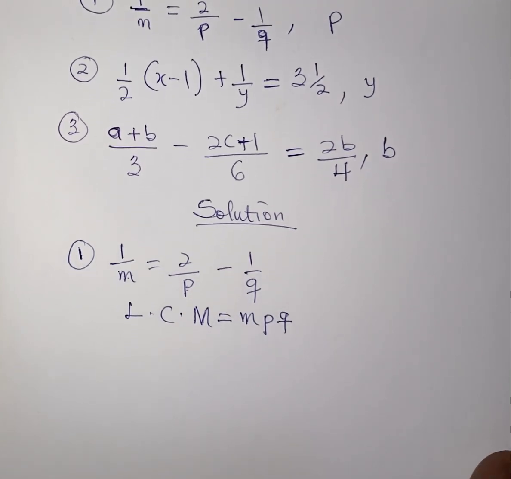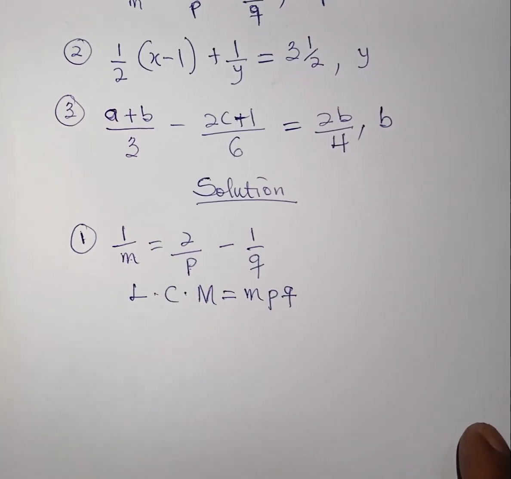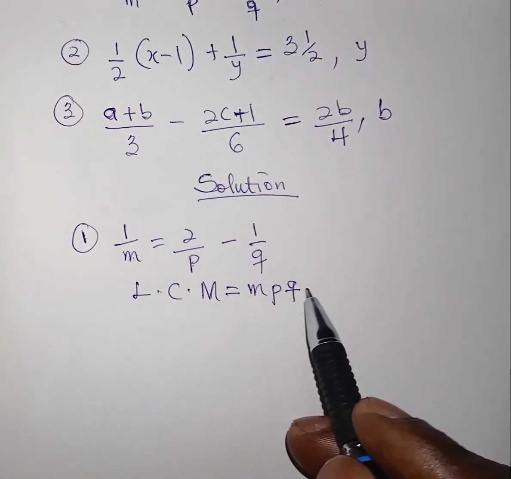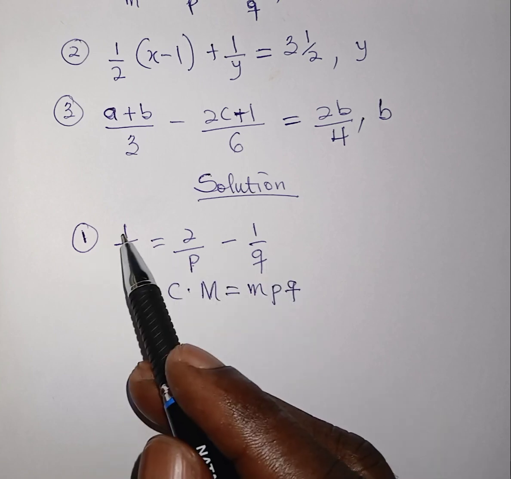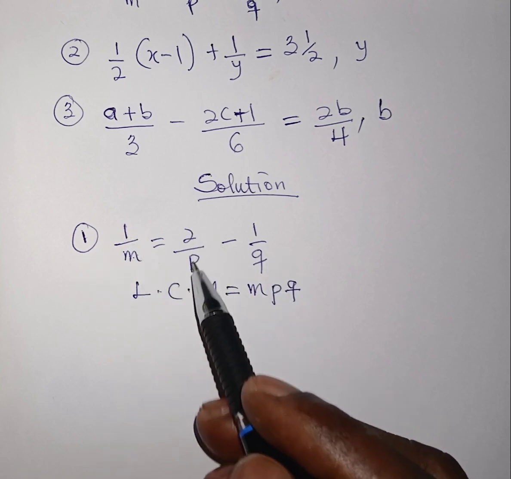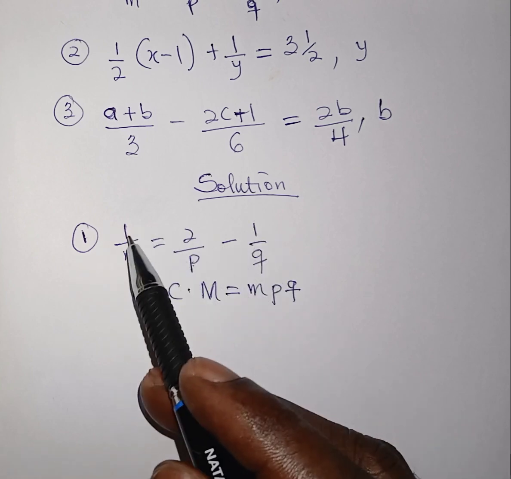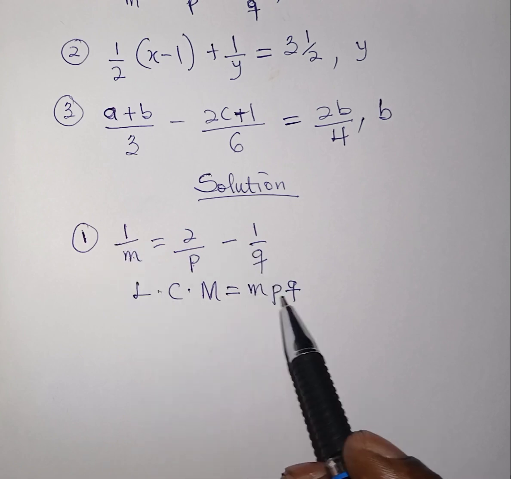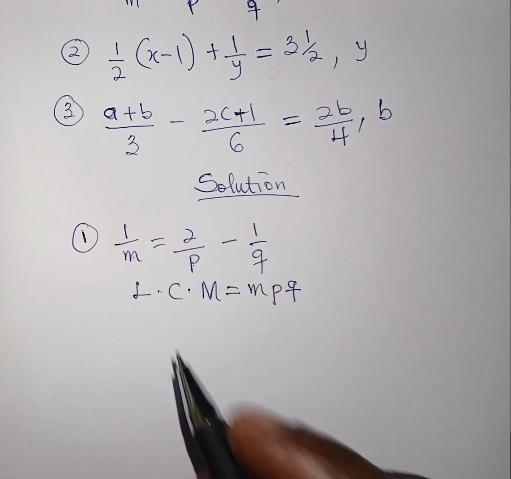Good. So after finding your LCM, all that you do is multiply your LCM by each term. You see that this is one term, this is another term, and this is another term. So we have 3 terms. Multiply the LCM by each of the terms.